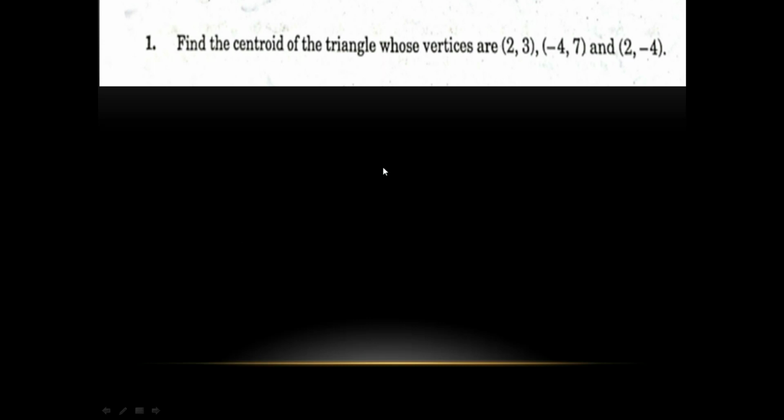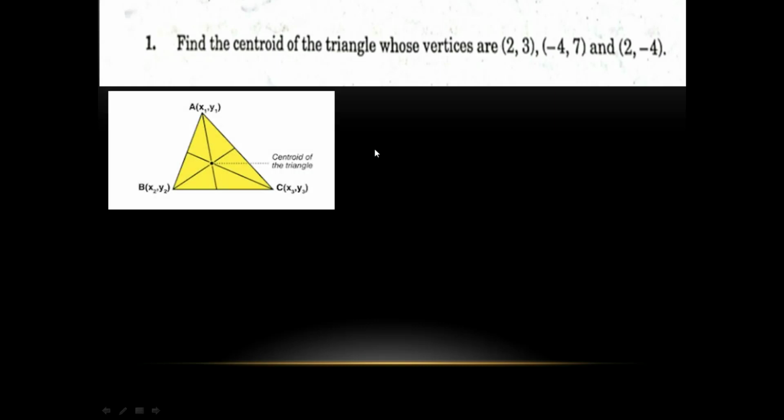So let's get started. Our first question is, find the centroid of the triangle whose vertices are (2, 3), (-4, 7) and (2, -4). So what is centroid? Centroid of a triangle is the point at which the three medians intersect. So here we can see the centroid of the triangle in the image.